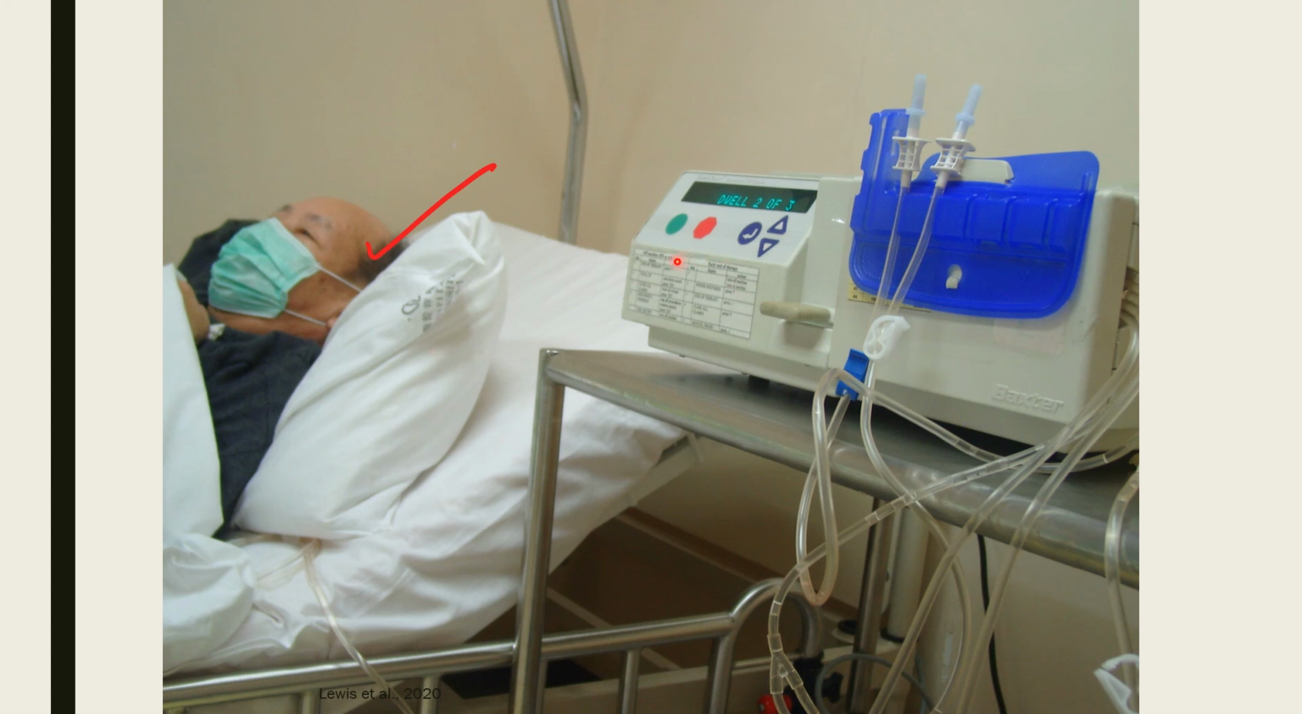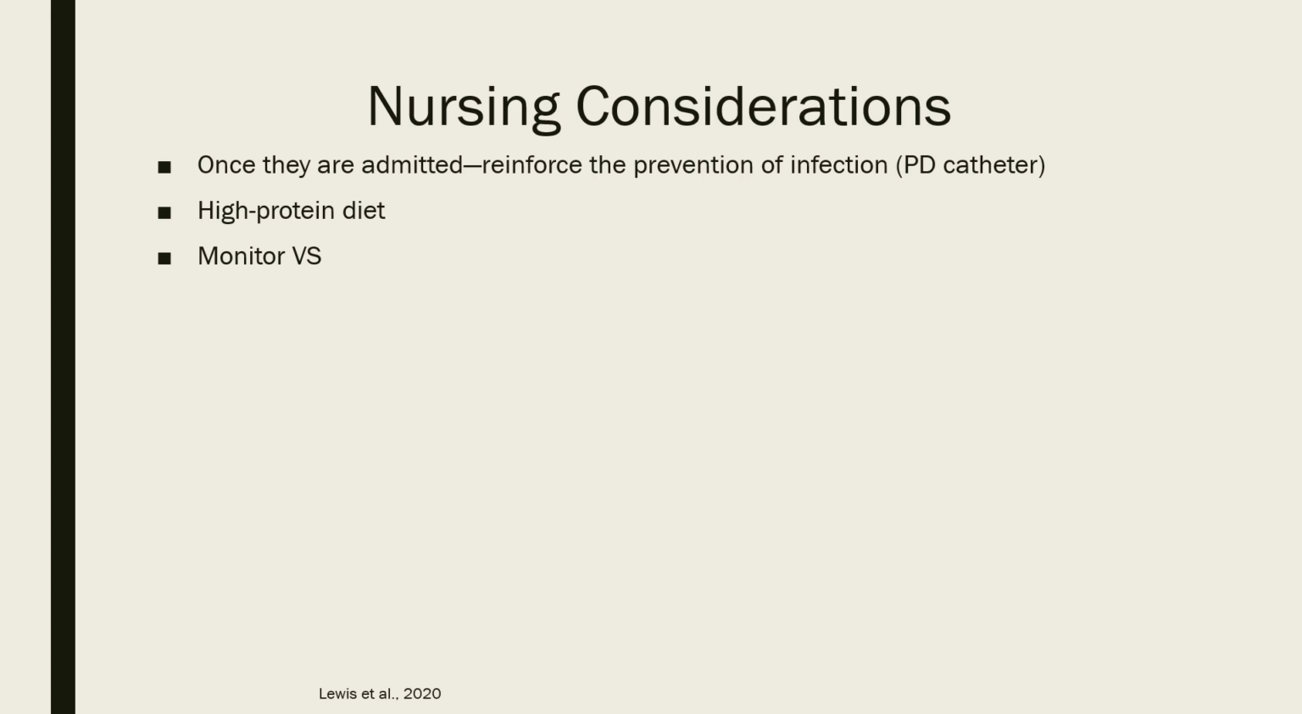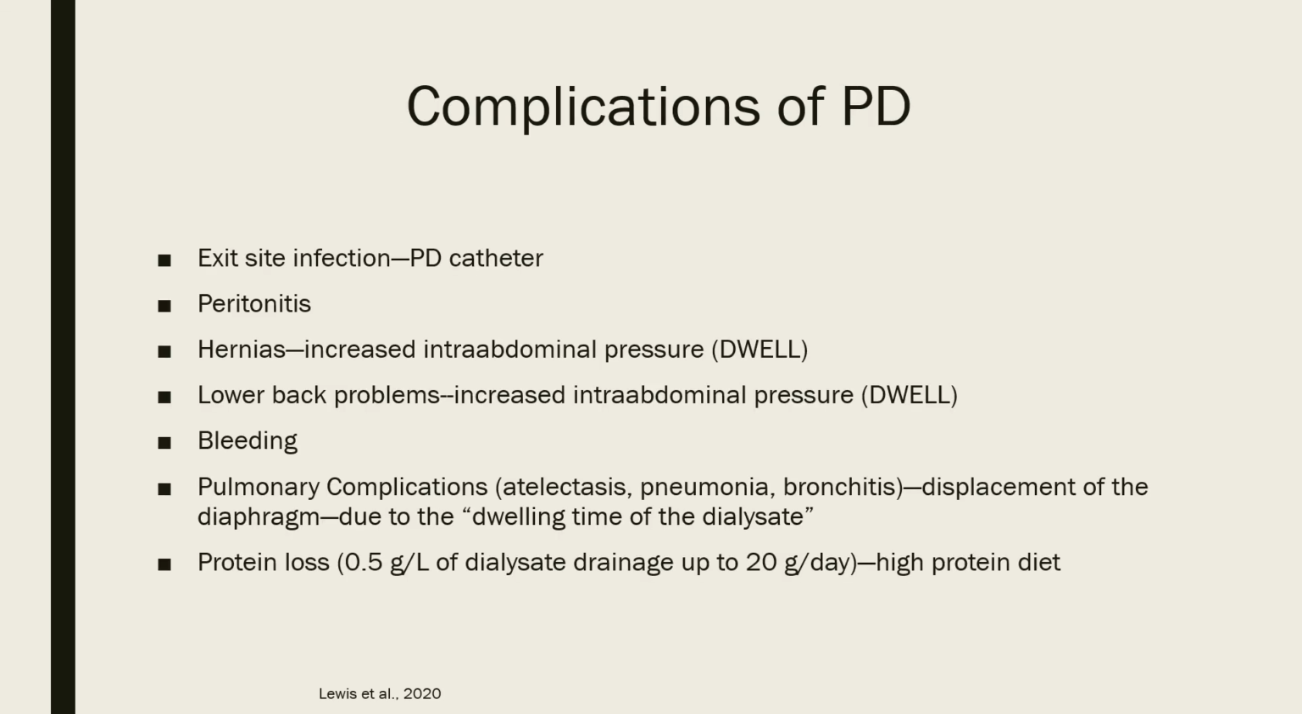And this is what the peritoneal dialysis machine looks like, okay, with a lot of tubes and different nursing considerations here, okay. So again, when you have a patient that had peritoneal dialysis, once they're admitted, reinforce the prevention of infection, tell them they need to have high protein diet and monitor their vital signs.